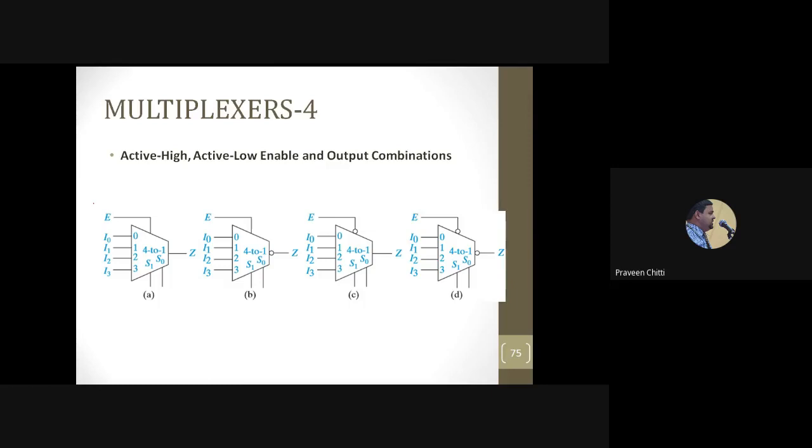Got the point? Got the difference? Akash, Sahil, all of you? Yes, sir. Anybody else having any doubt?